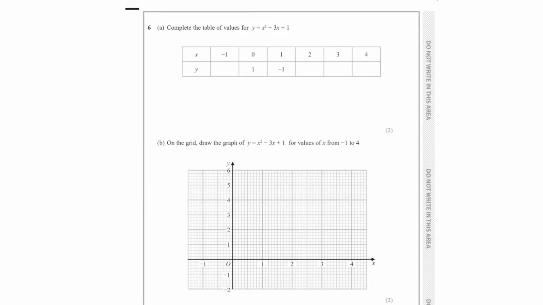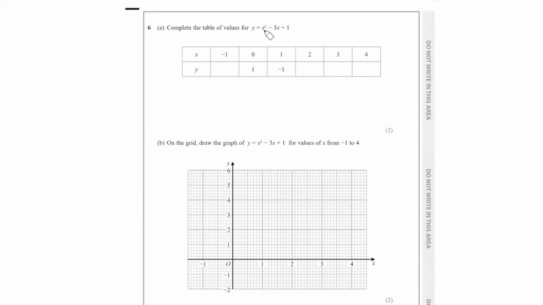Okay, question 6, this is a nice one. We've just got a few different parts. So part A, complete the table of values for y equals x squared minus 3x plus 1. Now if this were a calculator question, there's a way to use your calculator to create a table. It's not, so we're going to have to work it out ourselves.